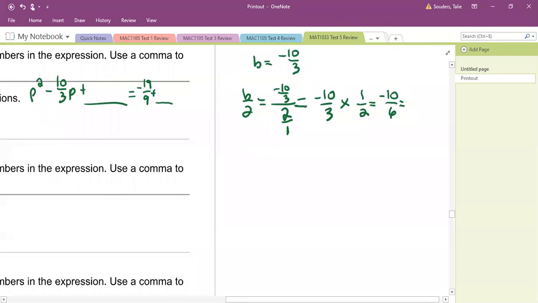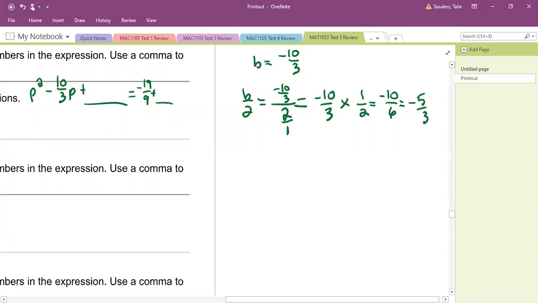I didn't quite hear you. I think someone answered, I just didn't hear it. What does that reduce down to? 5 over 3. Good, negative 5 over 3.